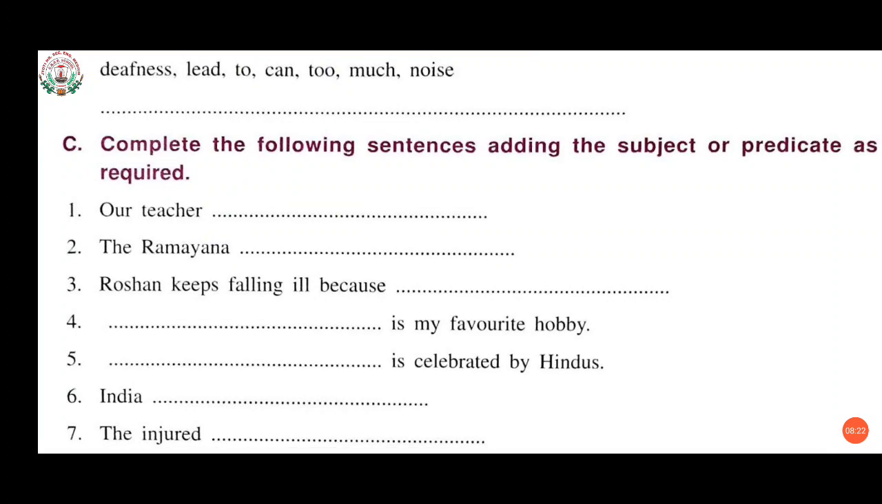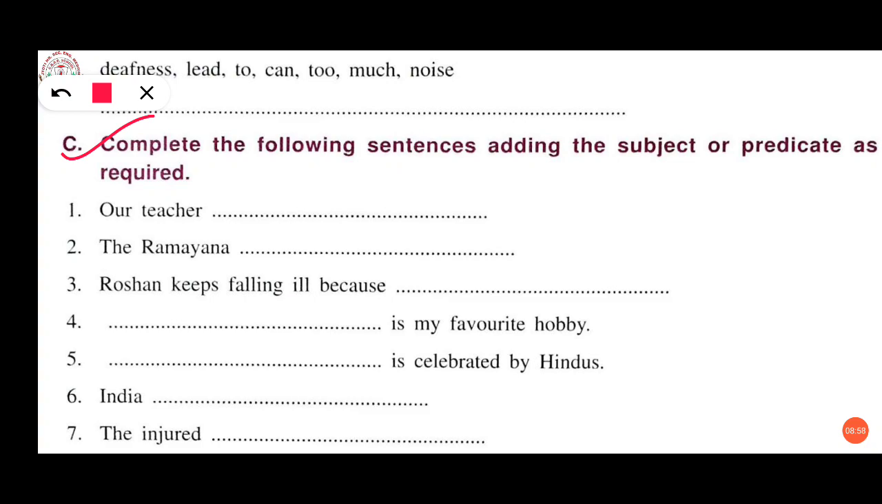Now come to C1. What is C question? Complete the following sentences adding the subject or predicate as required. So you have to do it by your own. The first and second one, I am telling how you will do this. Number 1 is given, our teacher. You can say our teacher explains everything clearly or everything in a good manner. So our teacher explains everything clearly.